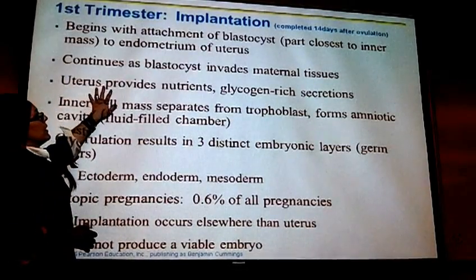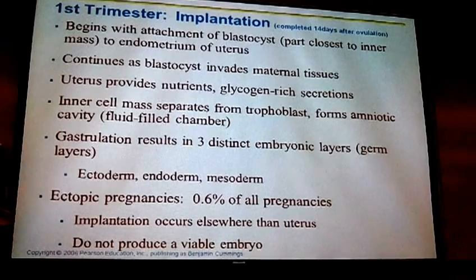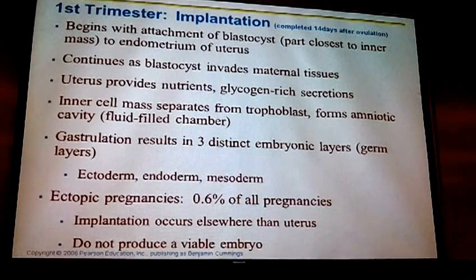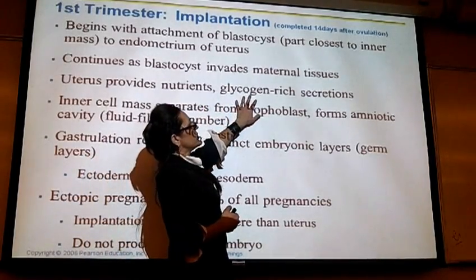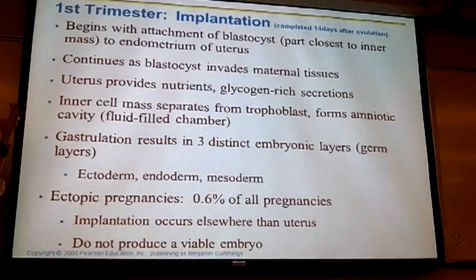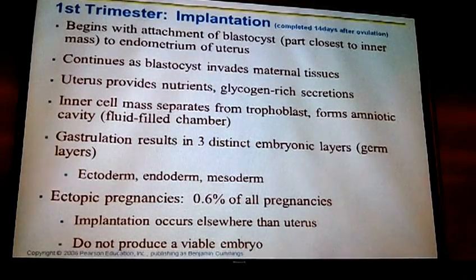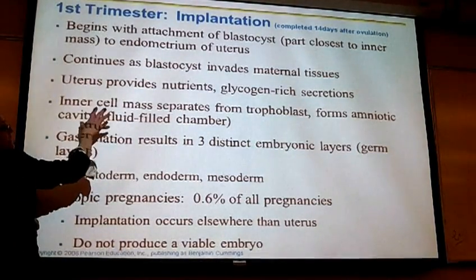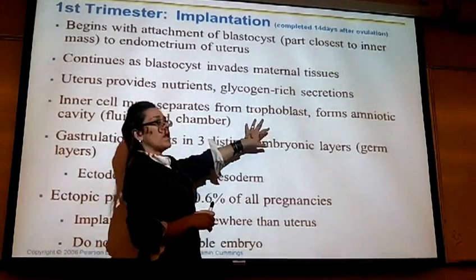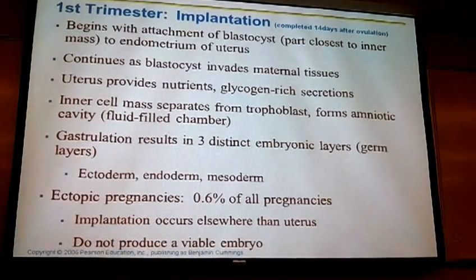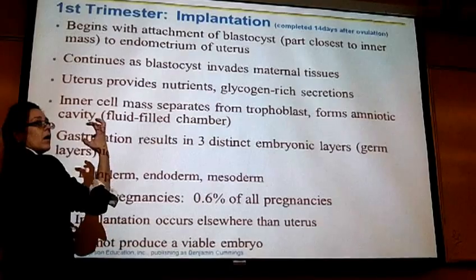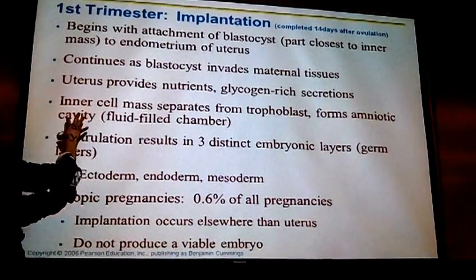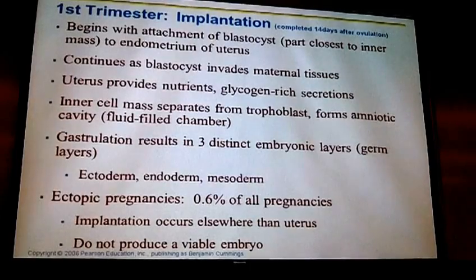Now, the uterus not only has that nice thick endometrium, but remember that we said the end of the uterine cycle was the secretory phase, which we're still in at this point. We're secreting a lot of nutrients, and we've got glycogen-rich secretions that are supporting all of the cells of that blastocyst. Now, the inner cell mass at some point is going to separate from the trophoblast so that we get an embryo that will form from that inner cell mass.